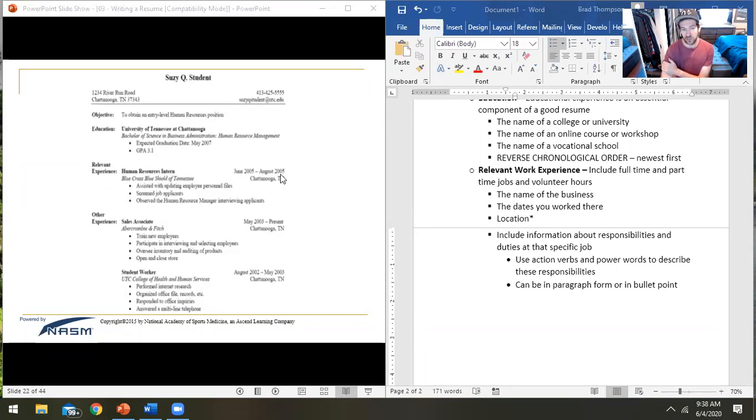She's got her dates listed over here, and then the location of wherever she was working, clearly based out of Chattanooga, right? So it shows that she's local. It shows that she's stable. She stayed in the area for a long time. She's applying for a job in Chattanooga. You know, I'm not worried about this person moving in 6 months. And then bullet points based on what her gigs were.